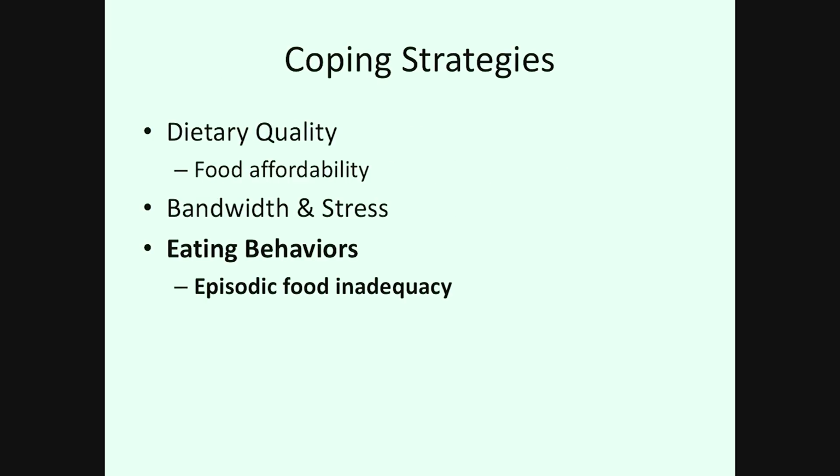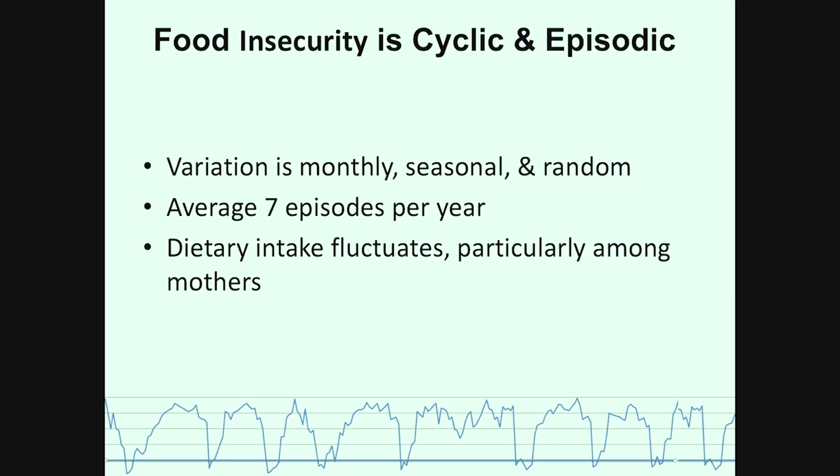And then the last coping strategy that we're going to talk about is under the category of eating behaviors, and we're going to focus our attention on episodic food inadequacy. What I mean by that is that the experience of food insecurity in the U.S. is cyclic and episodic. Episodes of food adequacy are punctuated by generally quite brief episodes of food inadequacy. Discrete, often short episodes. And these are caused by a number of different things.